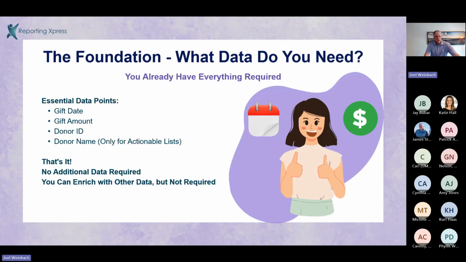I talked about the tools getting better. The good news is the data is really simple. Most of this analysis can be done with 3 data fields: gift date, gift amount, and donor ID. If you're creating actionable lists, it's helpful to have the donor names so the development officers or campaign or appeal managers don't have to go look it up. But the real data that you need is just your gift history. You can enrich that data with other attributes. Zip code's a real common one. Other geographic data that you might want to look at depending on where your donors tend to live. But the core data points that we need to do this analysis are really simple.